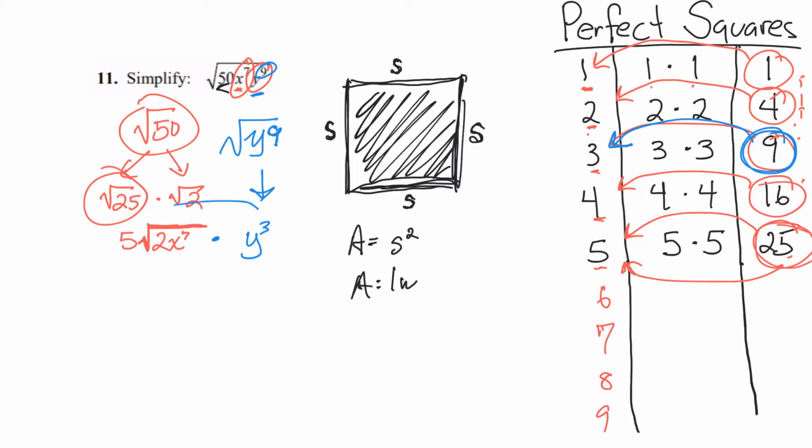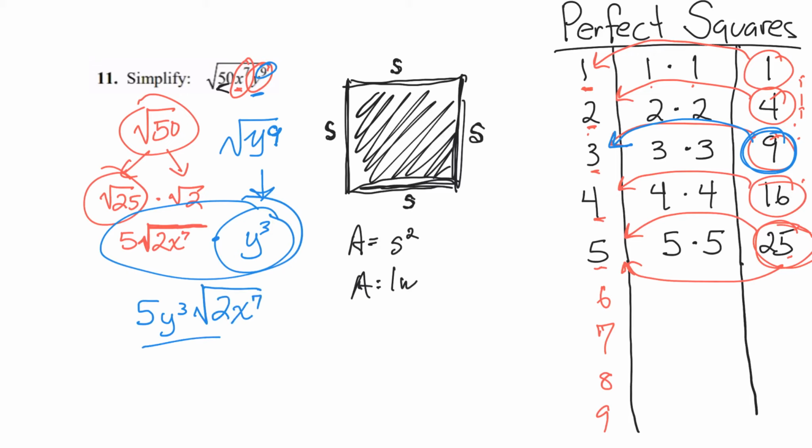So my final answer, when I arrange this correctly, sorry about that. When I arrange this correctly, the final answer is going to be 5 y to the 3rd, because y is outside of the radical now. And then multiply that times the square root of 2x to the 7th. That should be your final answer. Look that up and make sure that is correct.